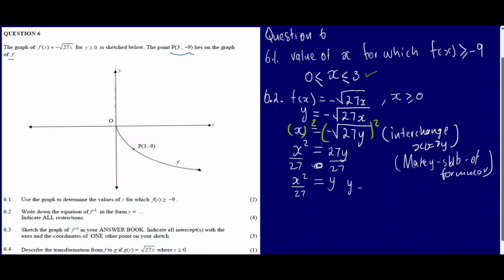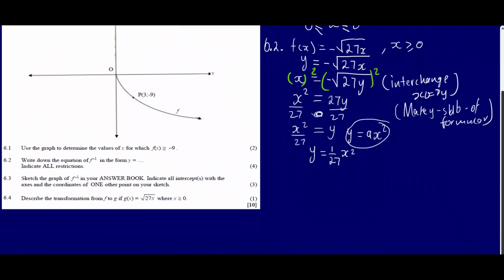Now, what is our a value here of this parabola? This is a parabola function, right? Remember, a parabola function must be like this. So it means that this is y equal to 1 over 27 times x squared, right? So the a value for this one was simply 1 over 27, if we write that in its simplified form.